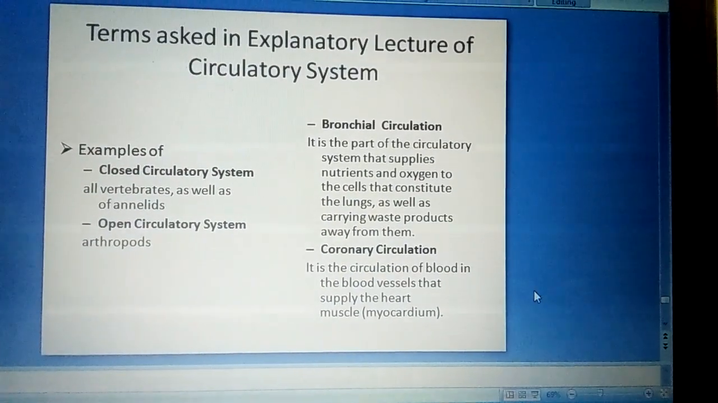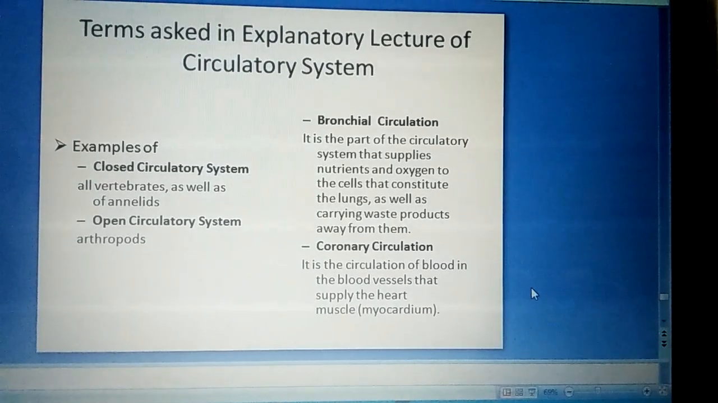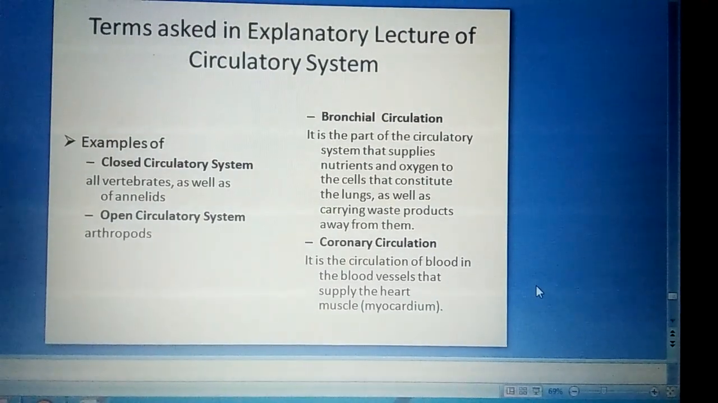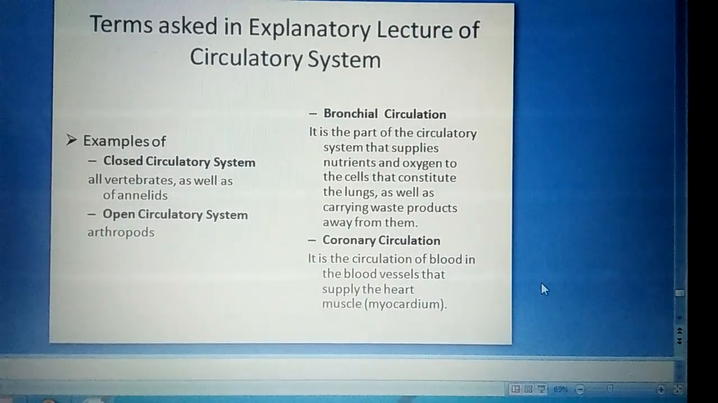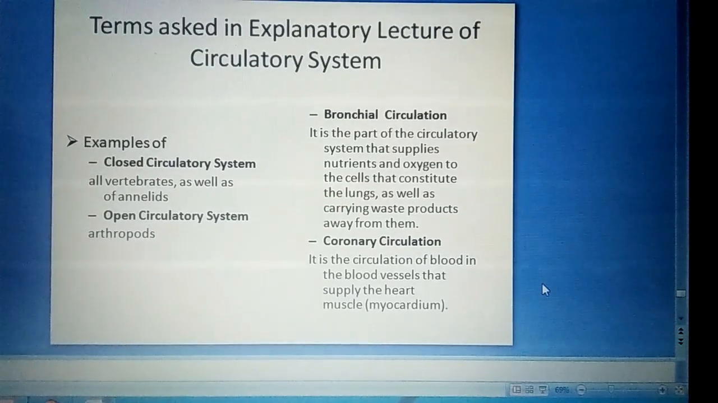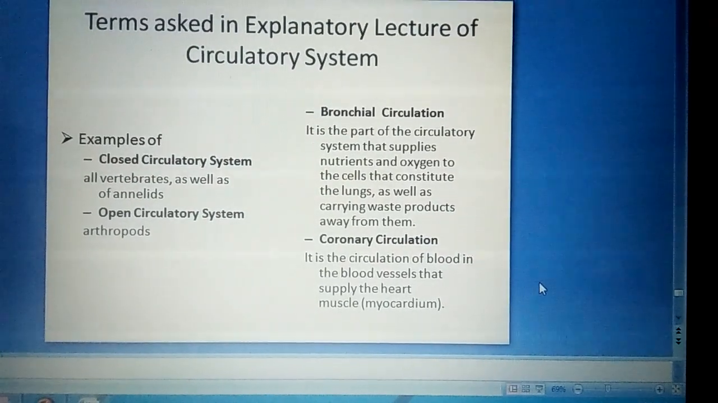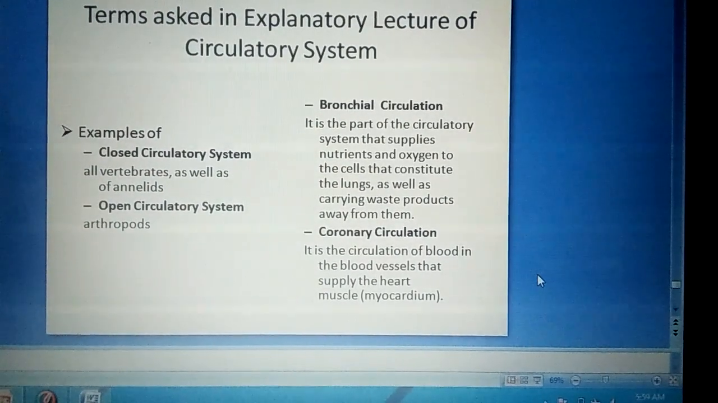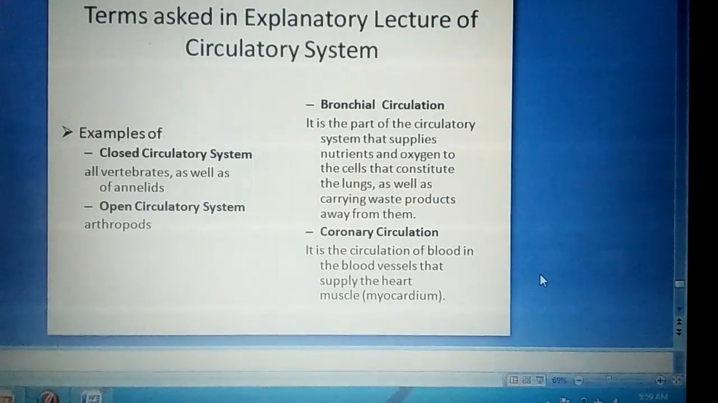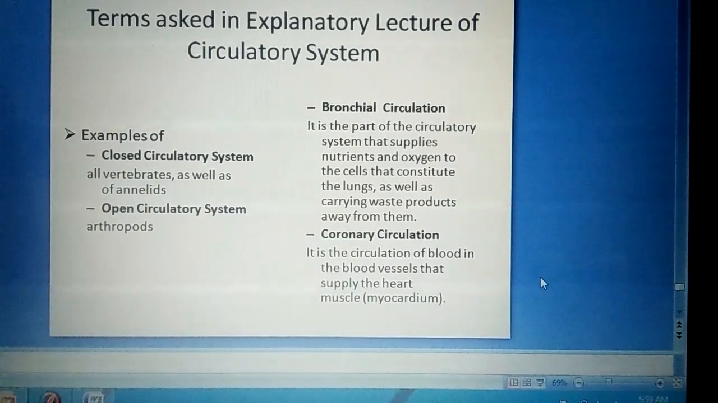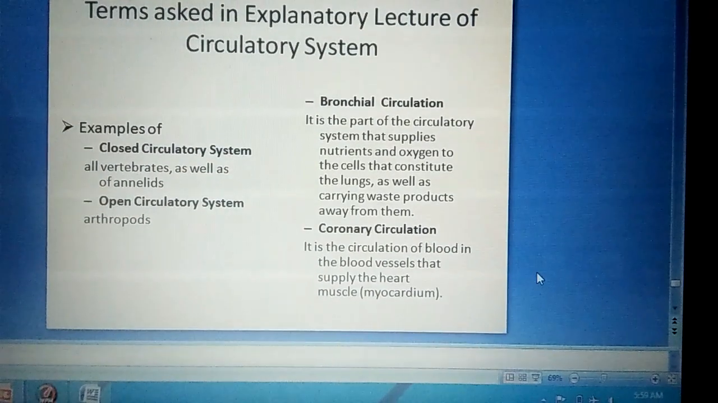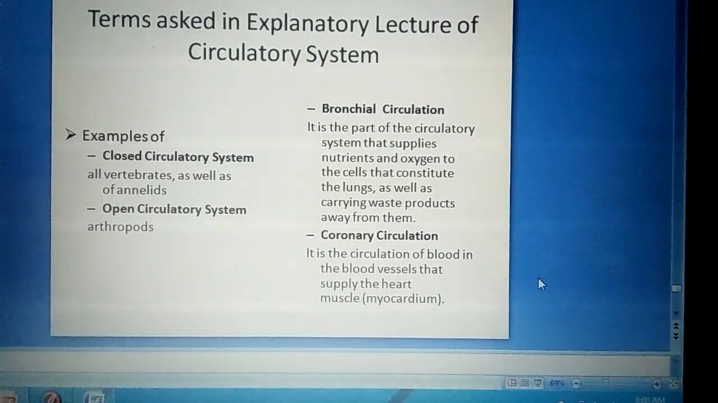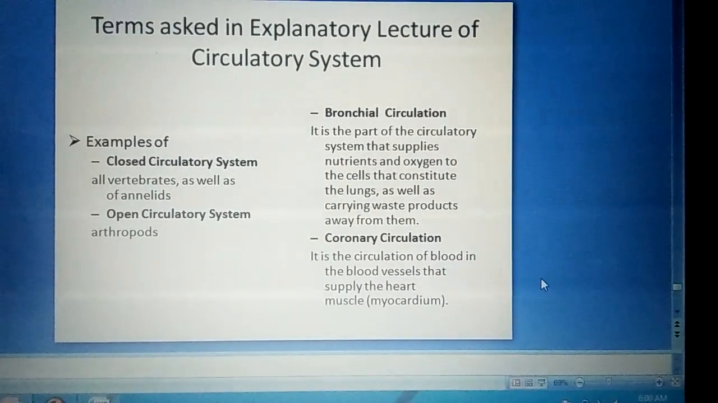Terms asked in the explanatory lecture on the circulatory system: examples of closed circulatory systems are all vertebrates as well as annelids. An open circulatory system is found in arthropods. Bronchial circulation is a part of the circulatory system that supplies nutrients and oxygen to the cells that constitute the lungs as well as carrying waste products away from them. And coronary circulation is the circulation of blood in the blood vessels that supply the heart muscles, meaning the myocardium.